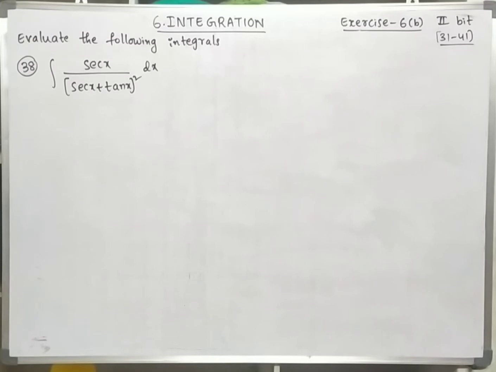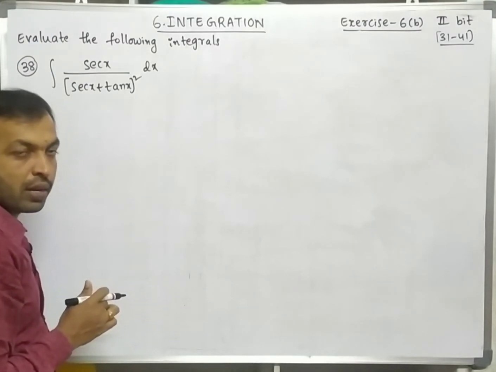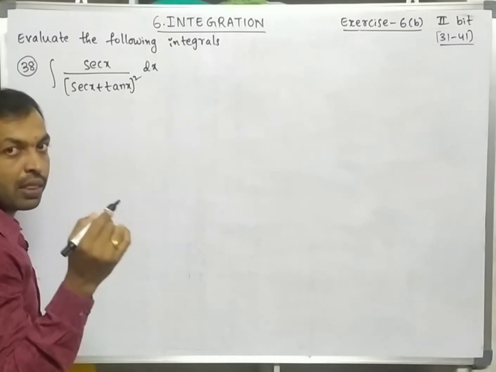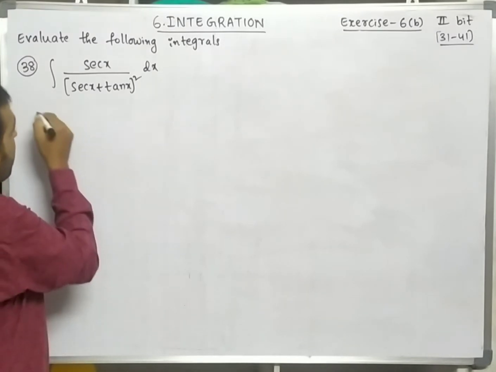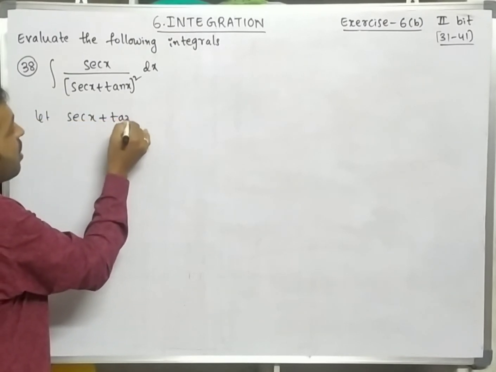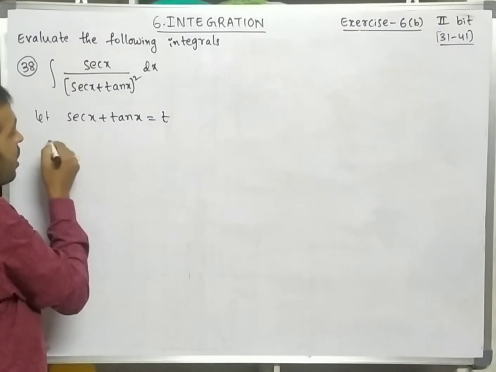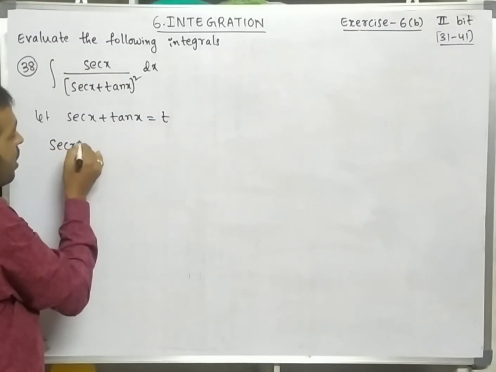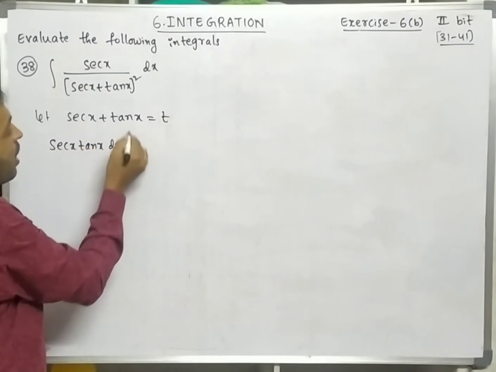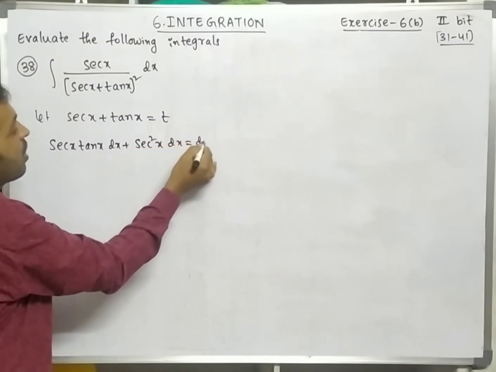Next problem: integration of secant x by (secant x plus tan x) whole square dx. So here, what is the substitution? Secant x plus tan x is equal to t. Then the derivative: the secant x derivative is secant x into tan x dx, the tan x derivative is secant square x dx, equal to dt.